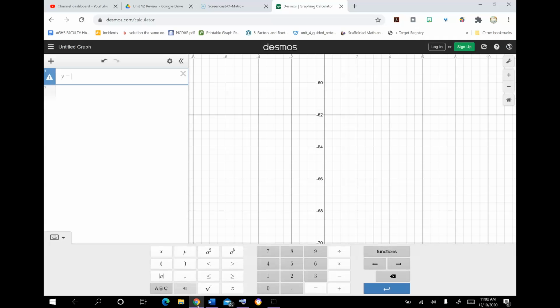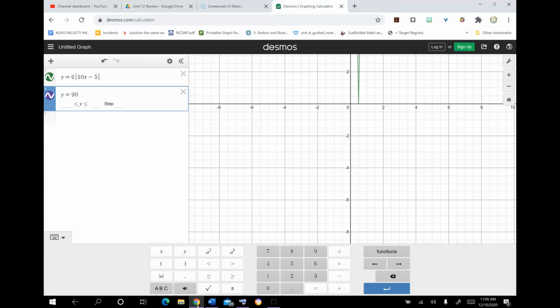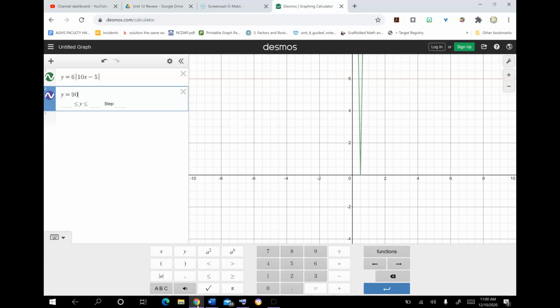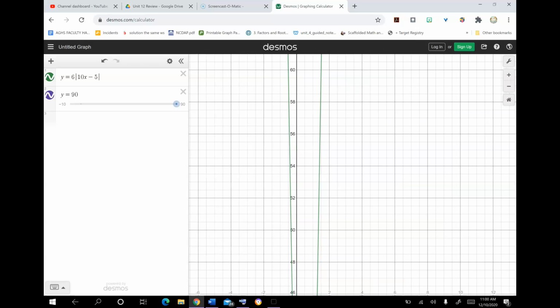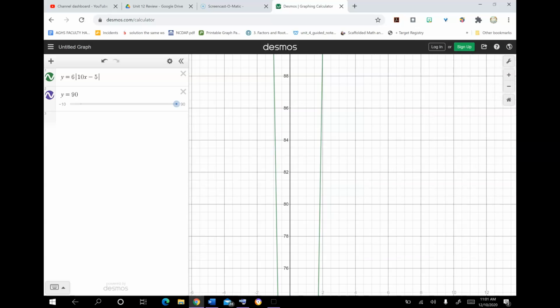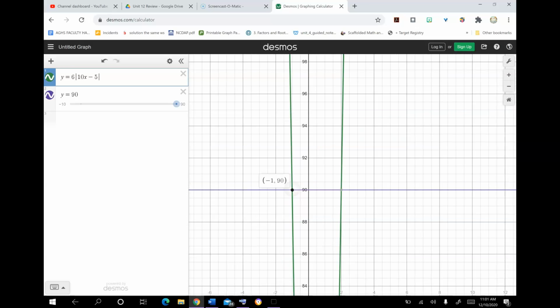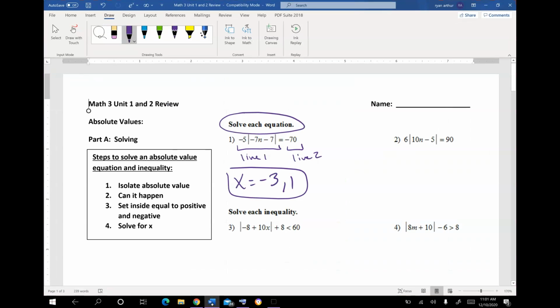So left-hand side is going to be y equals 6 absolute value of 10x minus 5. Close the absolute value. Right-hand side is line 2. It was y equals 90. And now I'm going to click home. Okay, home takes you back to where you were. And we're going to find where these two intersect. Okay? Right here. So my answer is going to be -1 and 2. Okay?